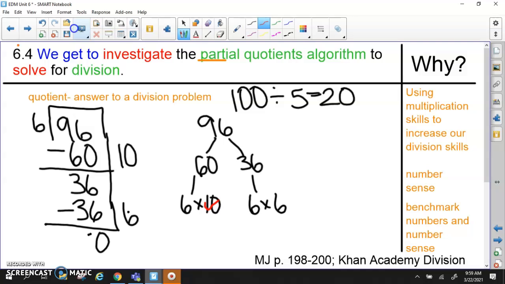Why are there two 36s? Because what I've done here, this 36 shows what's left over after I take 60 out of 96. This 36 shows how I've divided that number. Does that make sense a little bit there? Okay.